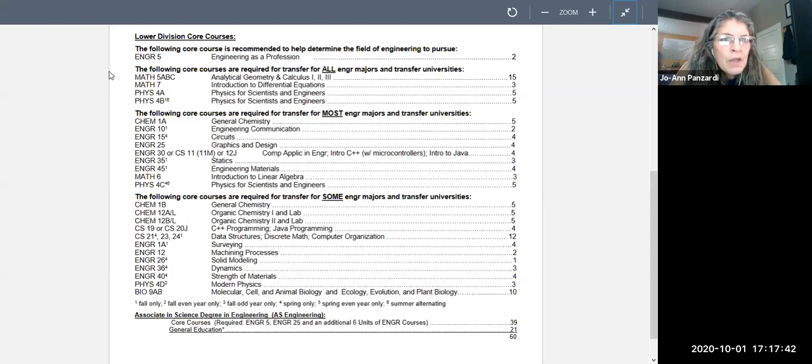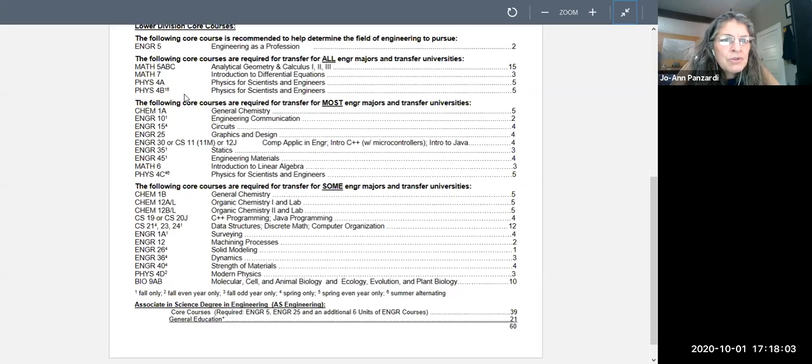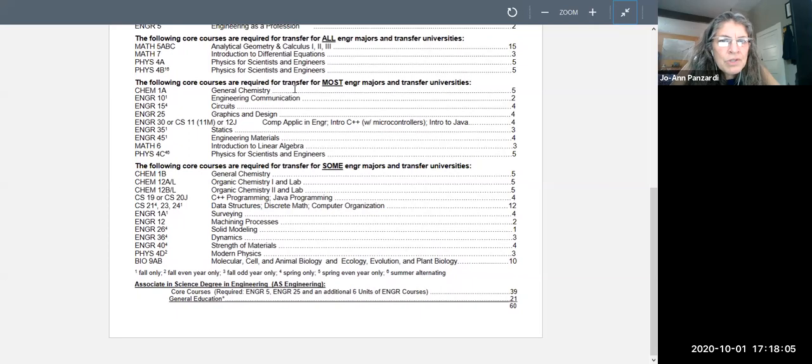No matter what your engineering major is, you are going to take 3 semesters of calculus, you're going to take differential equations, and you're going to take 2 physics classes. Notice it says the following core courses are required for transfer for all engineering majors. So you're all going to be taking this. The next grouping says the following core courses are required for transfer for most engineering majors and universities.